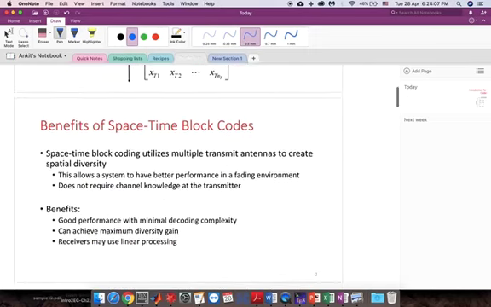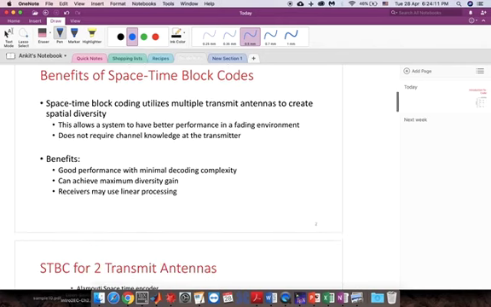As we already know about the benefits of space-time block codes, the main benefit is that it does not require the channel state information at the transmitter, whereas it provides the full diversity. The maximum diversity attained with the system having channel state information can also be attained with the help of space-time block codes.